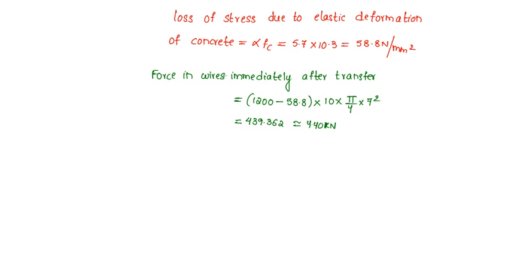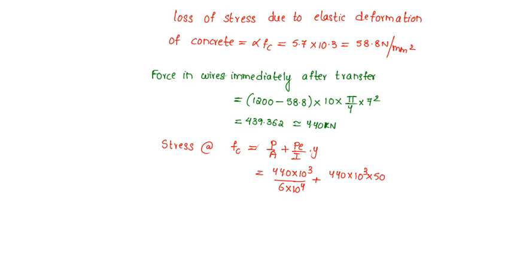Now stress in concrete at the level of steel now will be equal to Fc, that is equal to now P by A plus PE by I into Y. Now P is 440, so 440 into 10 power 3 in newtons, by cross section area is 6 into 10 power 4 plus P is 440 into 10 power 3 into eccentricity is 50 into Y is also 50, by I is 45 into 10 power 7, so that will be equal to 9.78 Newton per mm square.